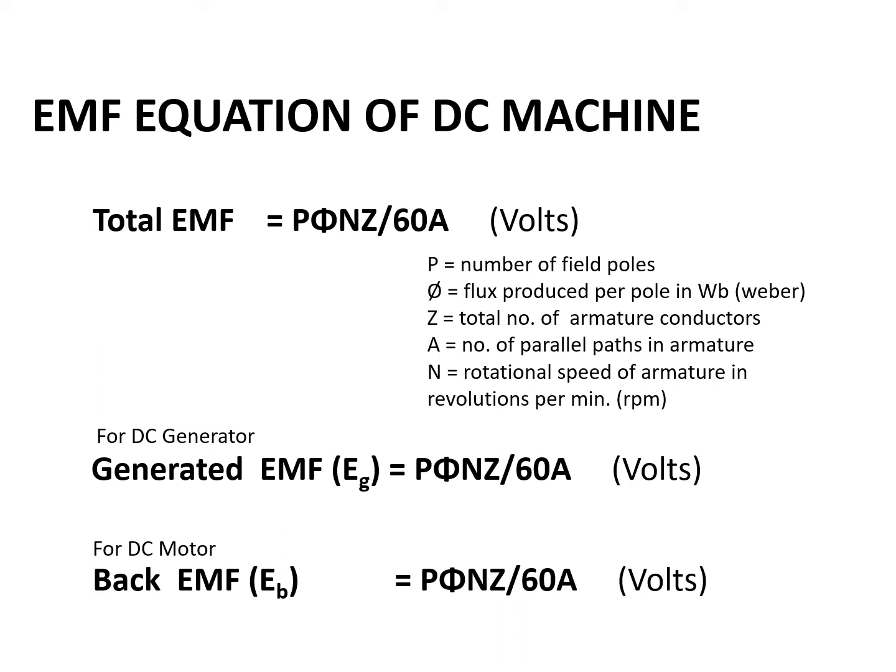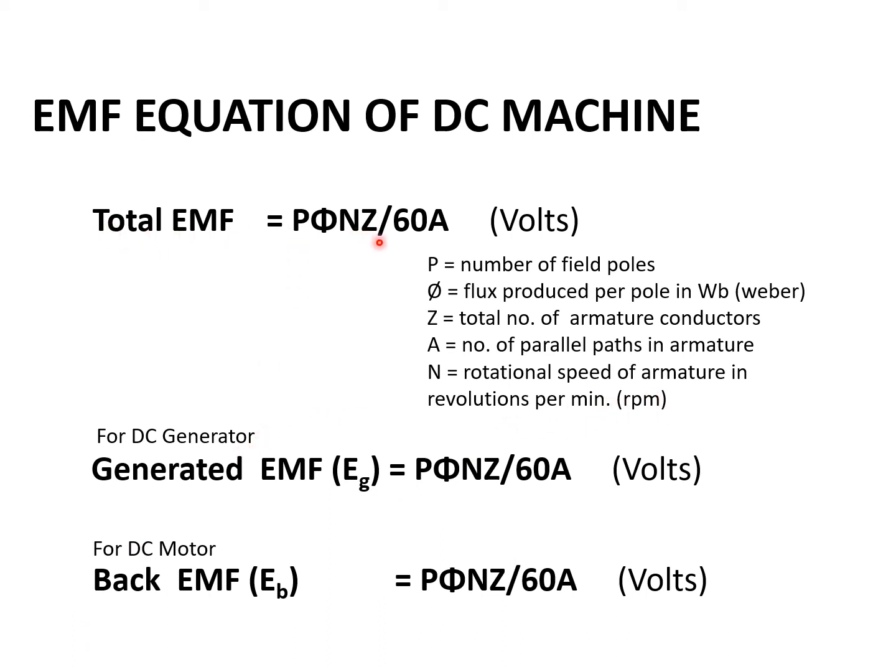phi is the flux produced per pole in Weber, Z is the total number of armature conductors, and A is the number of parallel paths in the armature. The value of A will be either 2 in case of the wave winding, or equal to the field poles P in case of the lap winding, and N is the rotation speed of the armature in revolutions per minute.